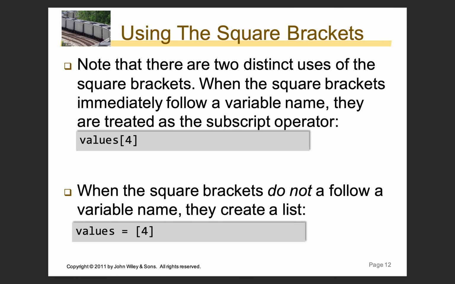Okay, there are two distinct uses of square brackets. When the square brackets immediately follow a variable name, they are treated as the subscript operator. So this is us accessing a value from a list, or a sequence even, because we could be talking about maybe a string here. When the square brackets do not immediately follow the variable name, they create a list. Okay, so accessing something from a sequence versus creating a list. Okay, there is a key difference between the two.